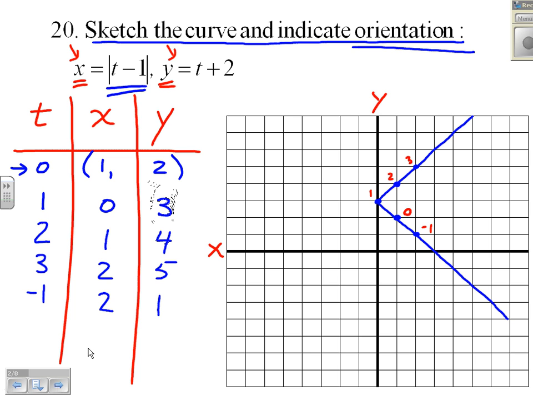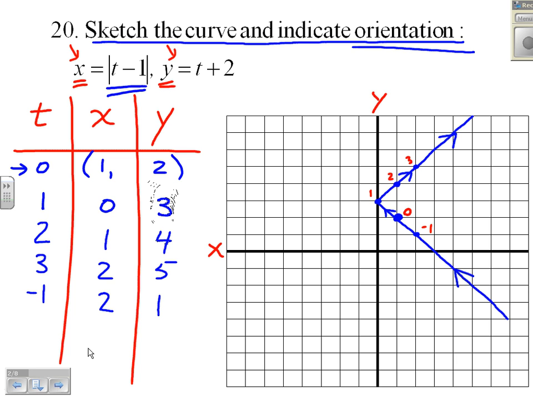The orientation is just asking for what direction this particle is moving. And since here is time 0 right here, this thing is moving in this direction. It's moving up and left until it gets to time 1, and then it turns and moves up and right at that point. So there's an example of a parametric equation, and maybe the graph's somewhat surprising, but that is a process for getting our graph.